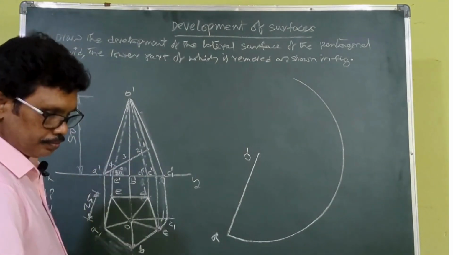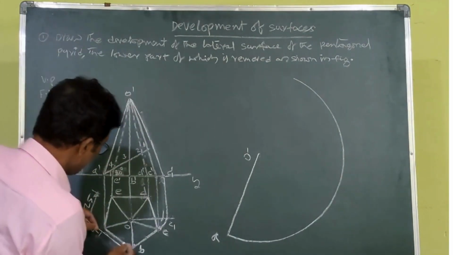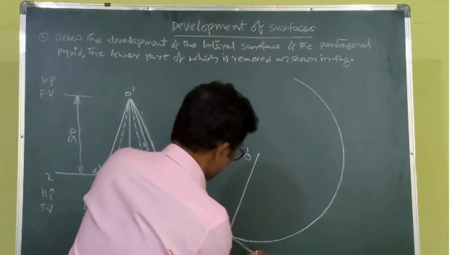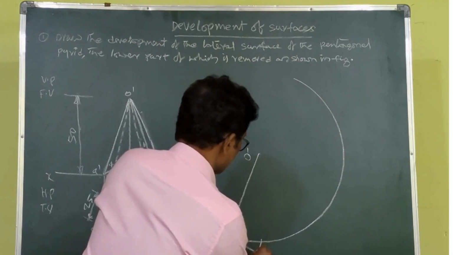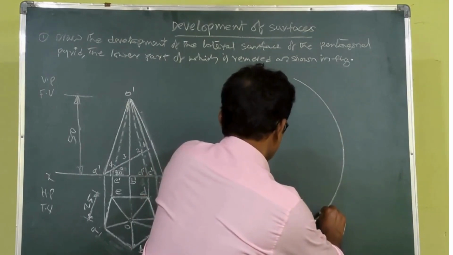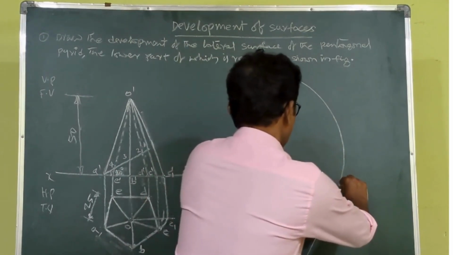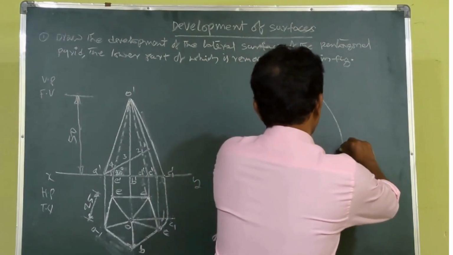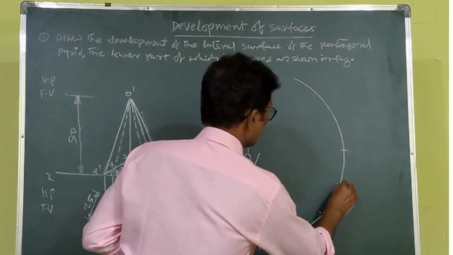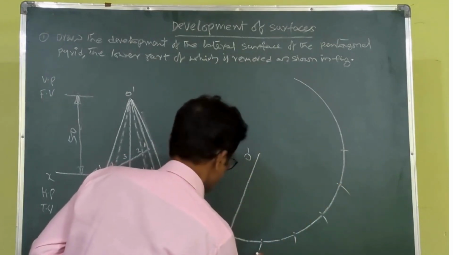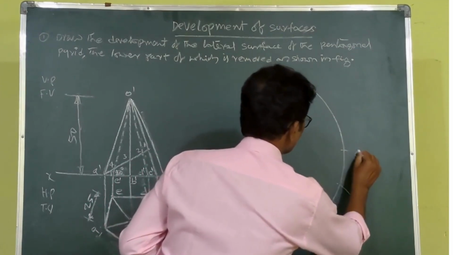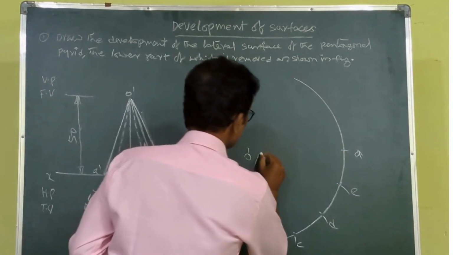Next, you know the side of the pentagon is 25. So from here, with 25 as a radius, you cut this arc five times because there are five sides: 1, 2, 3, 4, 5. That's all. Once you cut it, the points are named B, C, D, E, A. Please understand. Now this you can also join.